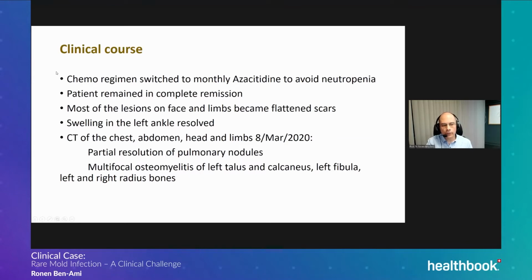So the understanding at this point was that further neutropenia could be very harmful for this patient, and her chemotherapeutic regimen was switched to monthly azacitidine. She remained in complete remission, and most of the lesions on her face and limbs became flattened scars. The swelling in her left ankle resolved, and a CT of the chest, abdomen, head, and limbs showed partial resolution of her pulmonary nodules, but still multifocal osteomyelitis involving the left talus, calcaneus, left fibula, and left and right radius bones.